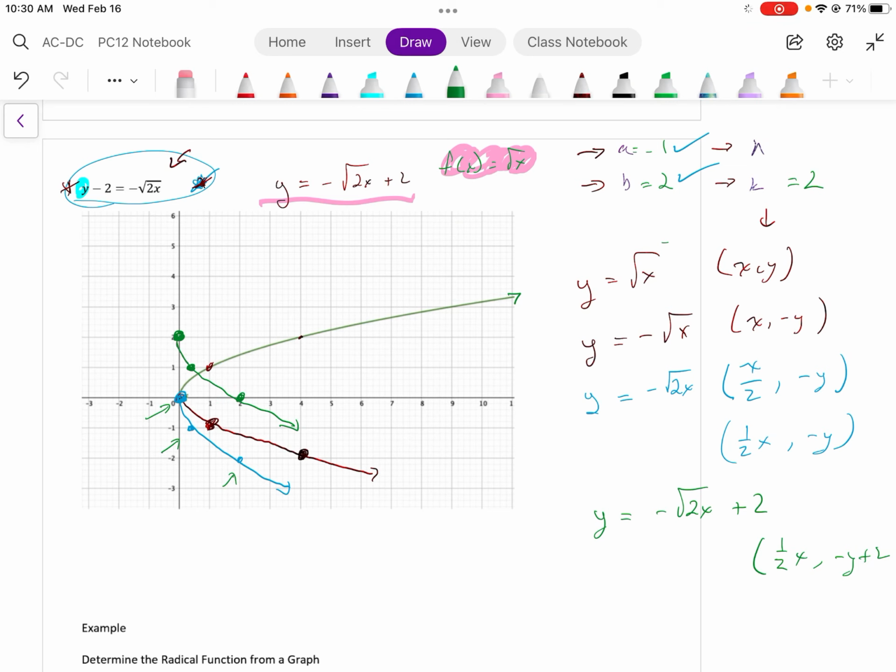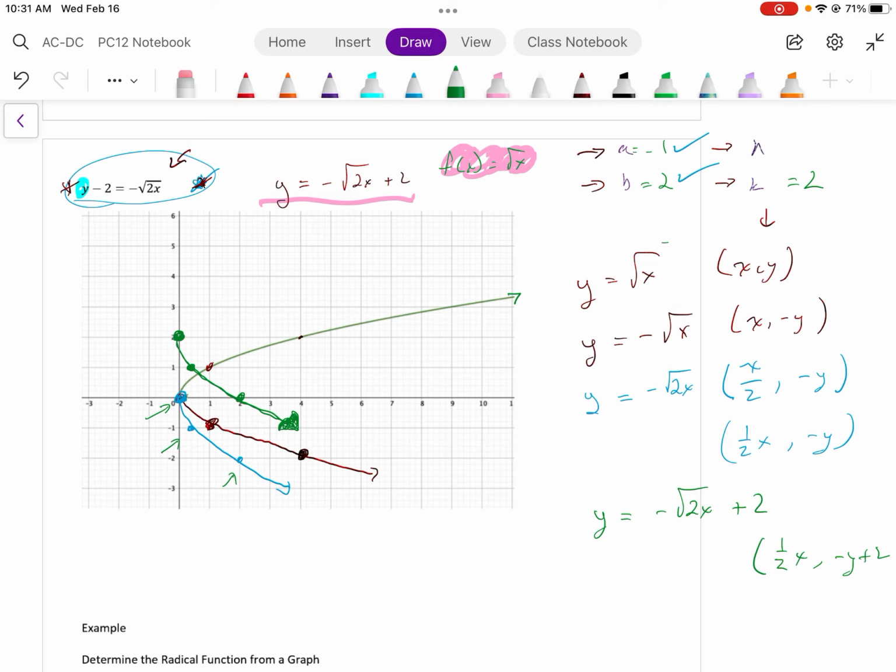And what you can see from the graph is that my domain goes from 0 to infinity, and my range is -infinity to 2.